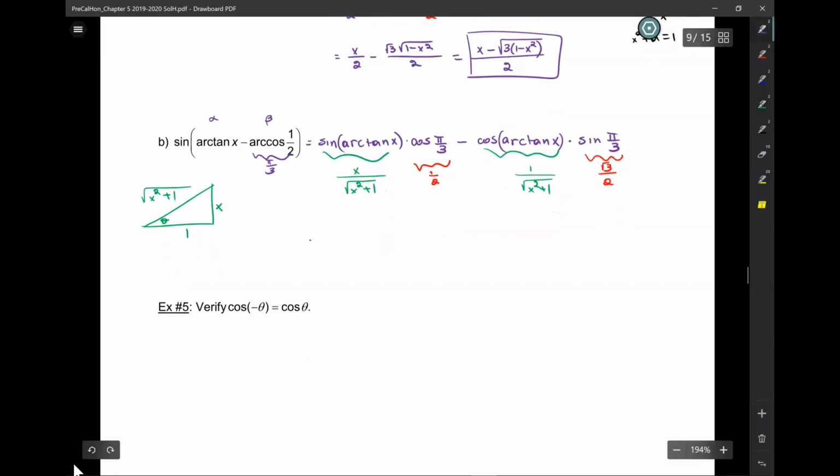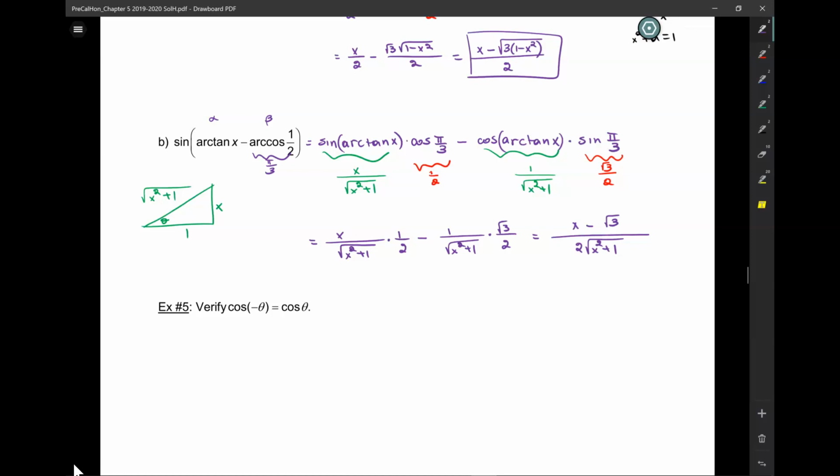Okay, let's write this function. I have x over the square root of x squared plus 1 times a half, minus 1 over the square root of x squared plus 1 times root 3 over 2. Magically, my denominators are both 2 root x squared plus 1. In the numerator, I have x times 1 minus 1 times root 3. And guess what? I'm done.